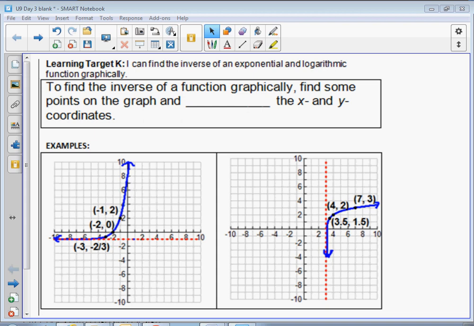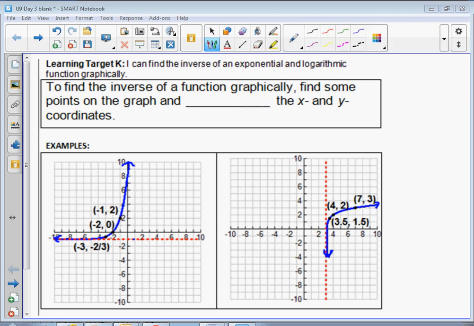You found the video for the third day of exponentials and logs. Today we're going to do two things. We're going to look at finding inverses graphically. We're going to convert back and forth between exponential and logarithmic forms. We're also going to evaluate logarithmic expressions. So our first learning target is finding the inverse of an exponential and logarithmic function graphically.